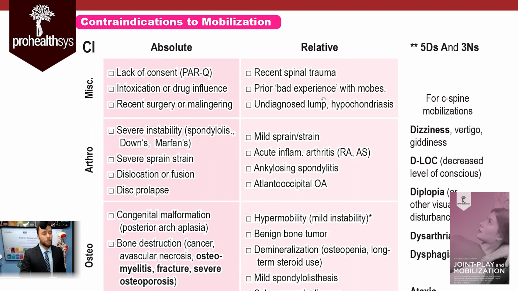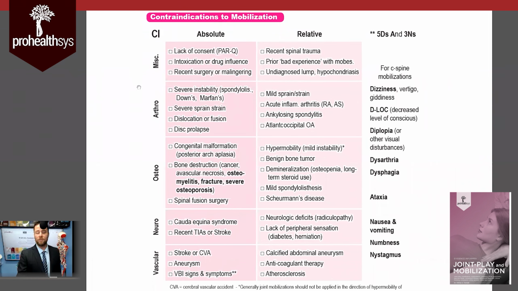We're going to go through one by one the contraindications, and you need to be able to recite these contraindications on an exam if you were asked to do so. In fact, what I'll usually do for the exam is I'll ask one person for a list of absolute contraindications, one from each category, and I'll ask one person for a list of relative contraindications, one from each category. Let's go ahead. Alex, categories are miscellaneous, arthro, osteo, neuro, and vascular.